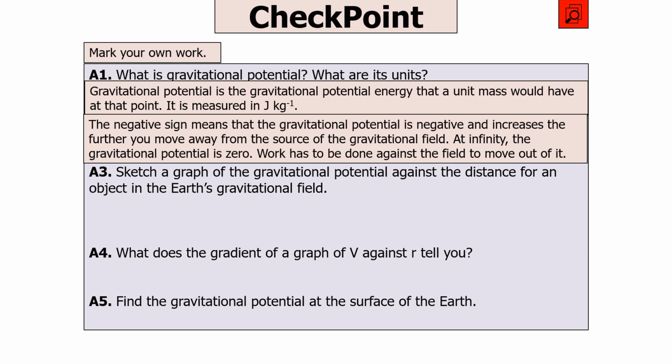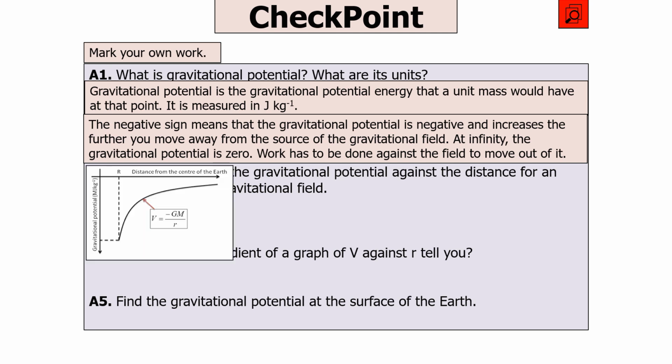So the gravitational potential against distance graph would look something like the following. It's proportional to 1 over r, and it's negative, so it'll go through as a curve like so. Now the gradient of V against r, well we know V is going to be minus Gm over r, so the gradient is going to be Gm over r squared, which we know is the gravitational field strength. So therefore the gradient will be the negative of g at that point.